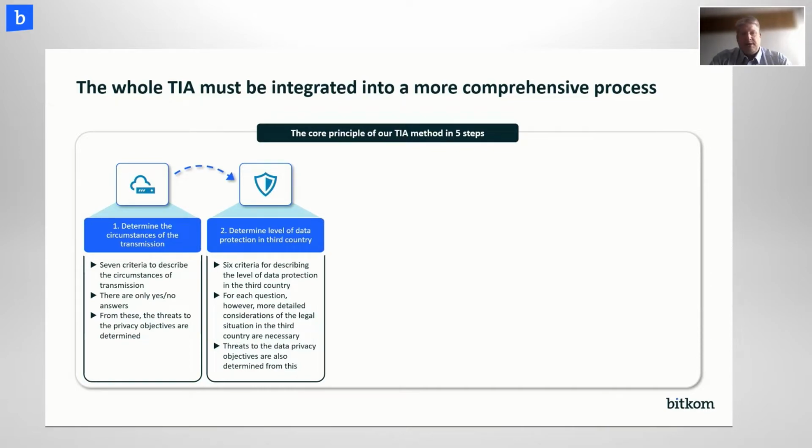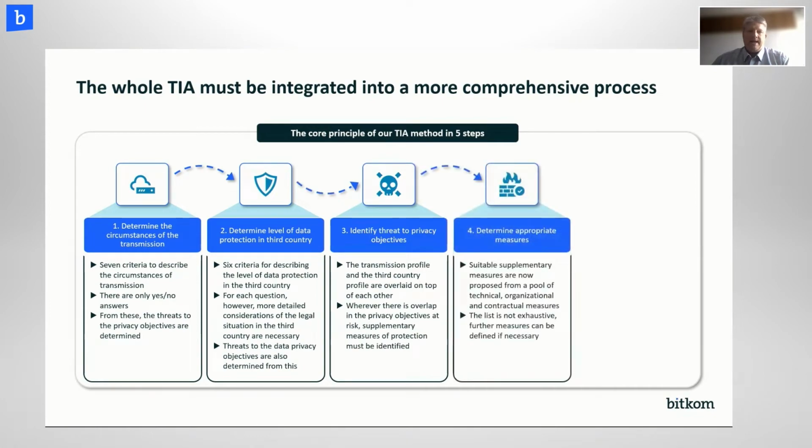The data privacy objectives and the threats that these data privacy objectives are met with are also determined in this particular step. And so based on these first 2 steps, we know what kind of environment we're working in, both from the factual side and from the technical side. The next two steps are closely linked together. The level of data protection and the assessment of the legal framework in the target country will help identify the actual threat to the privacy objectives.